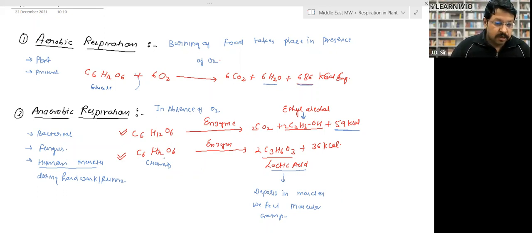Now, when it comes to the body of a human, carbohydrate breaks down with the help of enzyme, but not into ethyl alcohol, into lactic acid. And 36 kilocalorie energy is released. This lactic acid gets deposited between our muscles and it causes muscle cramp. Got it? When we take rest, this lactic acid again breaks down into pyruvate and fatigue is removed from our body.